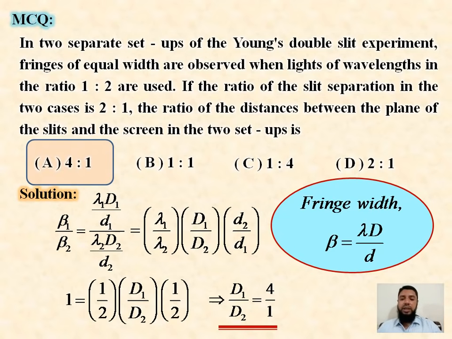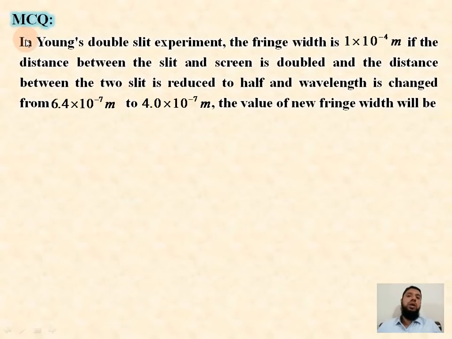ಮುಂದಿನ ಪ್ರಶ್ನೆಯನ್ನ ನೋಡೋಣ. In Young's double slit experiment, the fringe width is 1 into 10⁻⁴ meter. If the distance between the slit and the screen is doubled and the distance between the two slits is reduced to half and the wavelength is changed from 6.4 into 10⁻⁷ meter to 4.0 into 10⁻⁷ meter, the value of new fringe width will be.